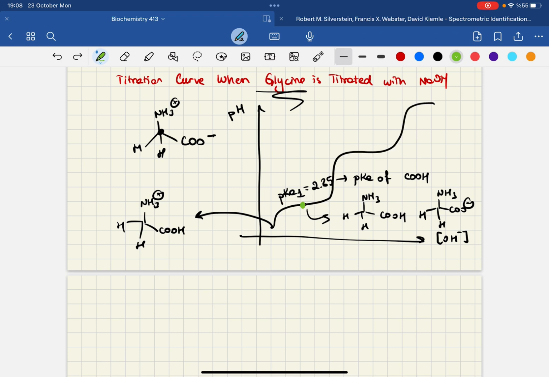Now let's observe what happens at the pI value. What was pI? pI was the average sum of pKa1 and pKa2 over 2. This is the point where we have the Zwitter ion. Let me write it over here, Zwitter ion. This means that the molecule itself has a net charge of 0.